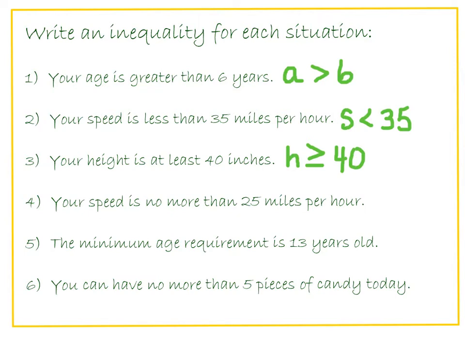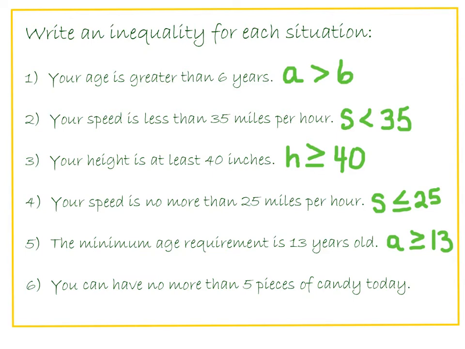Next, your speed is no more than 25 miles per hour. So that means you can't be going more than 25 miles per hour. So that would mean your speed would have to be less than 25, or it could be equal to 25 because it just says no more than 25. So 25 is the maximum. Next, the minimum age requirement is 13 years. So if the minimum is 13, that means that you can be exactly 13 years old or more because that's the minimum.